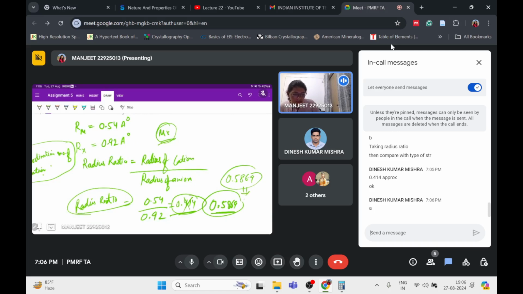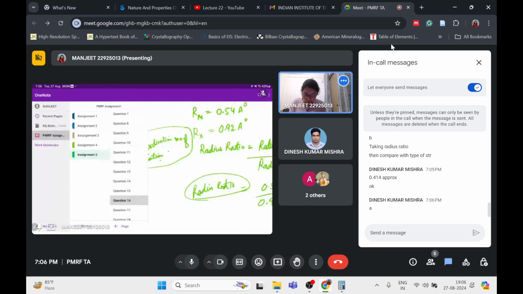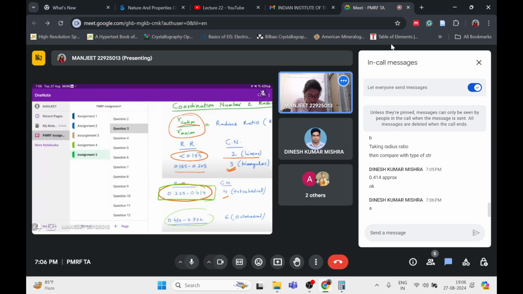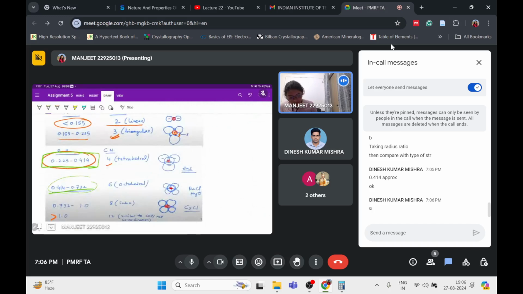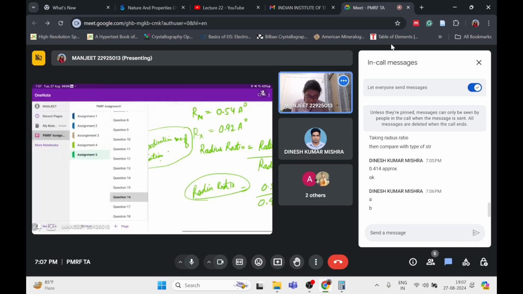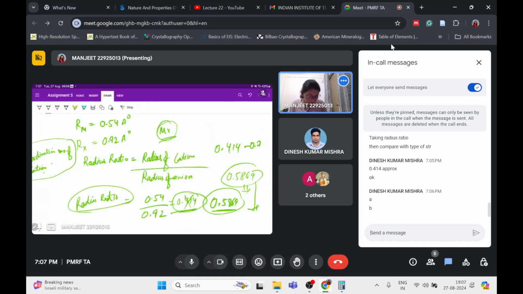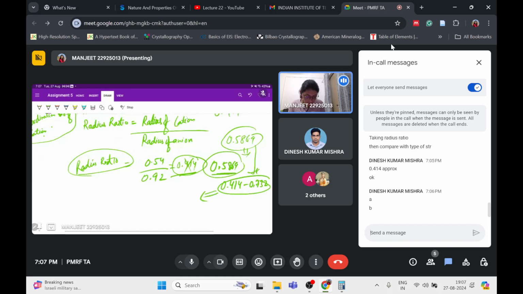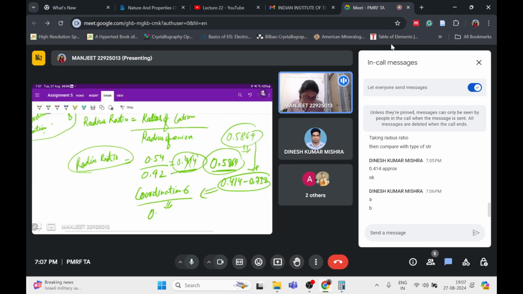So it is lying between 0.4142 and 0.732. Let me check. Yes, this is lying in the range of 0.4142 to 0.732. So the coordination number will be 6, and it will be octahedrally connected.